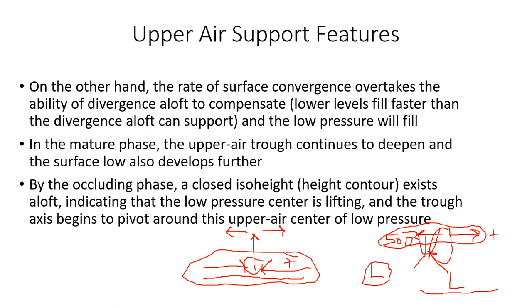This is a mature system here at this point. This is where the low pressure is deepening. When I use the term deepening, I mean that the barometric pressure at the center of the low is actually getting lower and lower. So by the occluding phase now, let's pay attention to this last bullet. We get a closed isoheight or height contour that exists aloft, indicating that the low pressure center is lifting and the trough axis begins to pivot around this upper air center of low pressure.